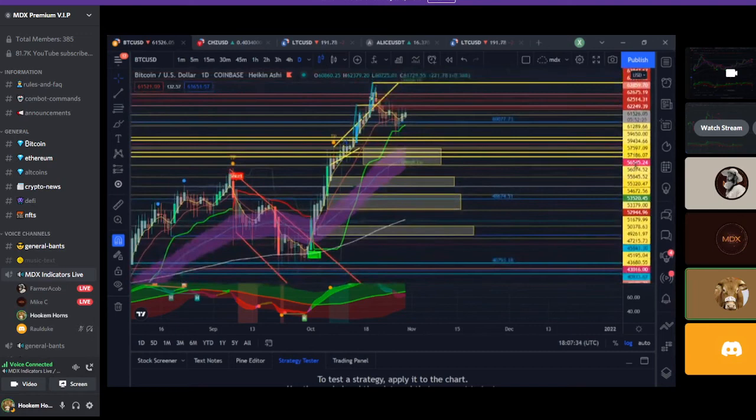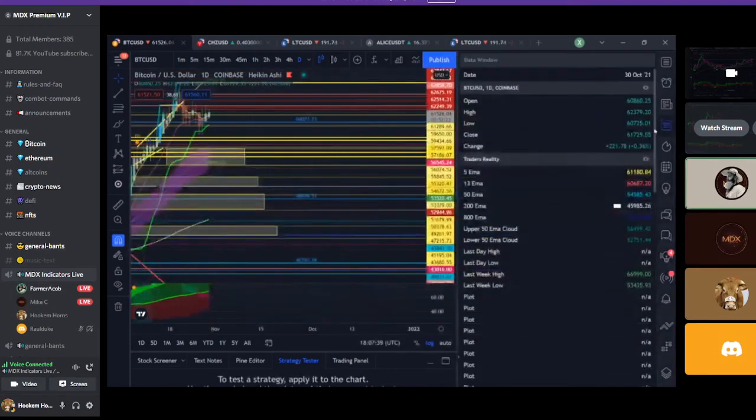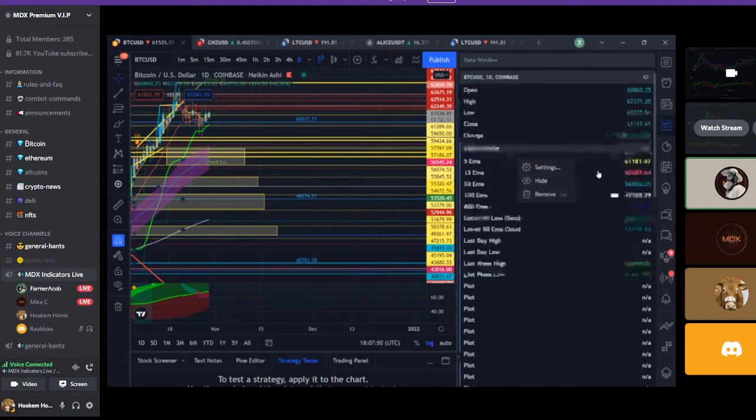So how can I remove my indicators? To remove it, you go to this thing right here. It's the page with a plus sign in the upper left-hand corner. It's called Data Window. And then to remove an indicator, you right-click on it and click Remove.